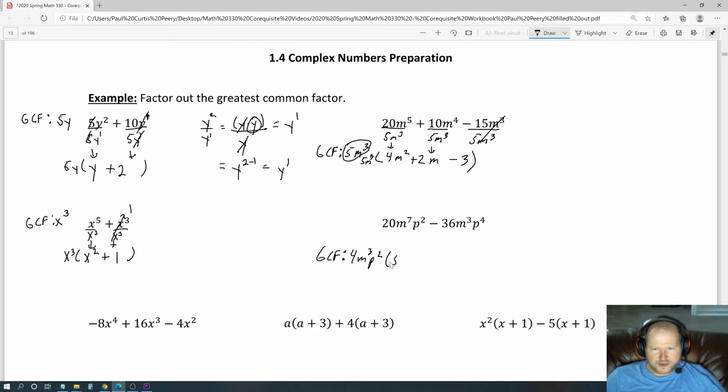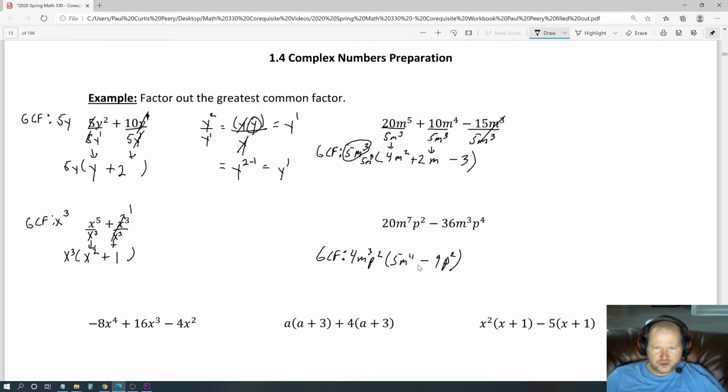20 divided by 4 is 5. m to the 7th divided by m to the 3rd is m to the 4th. p to the 2nd, p to the 2nd, those just cancel out. Negative 36 divided by positive 4 is a negative 9. m to the 3rd divided by m to the 3rd, cancel out. p to the 4th divided by p to the 2nd leaves me p to the 2nd, since 4 minus 2 is 2.